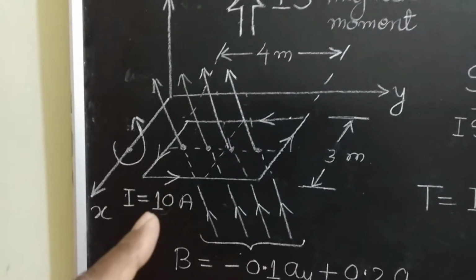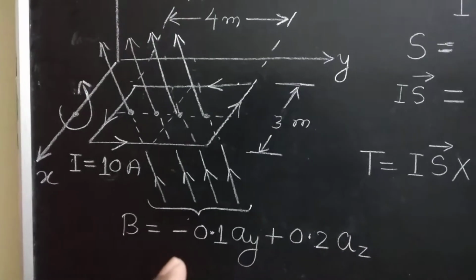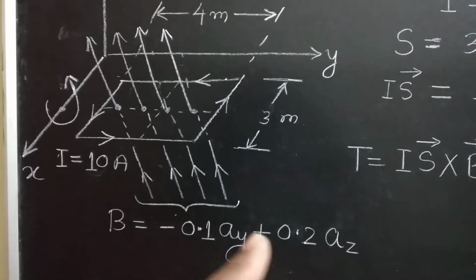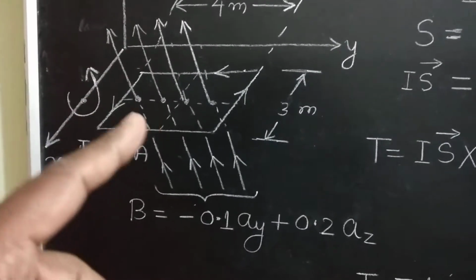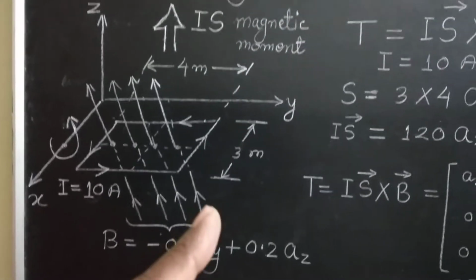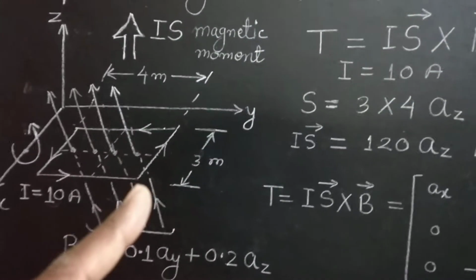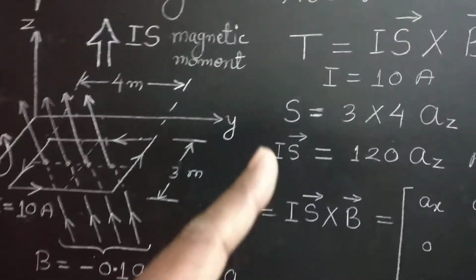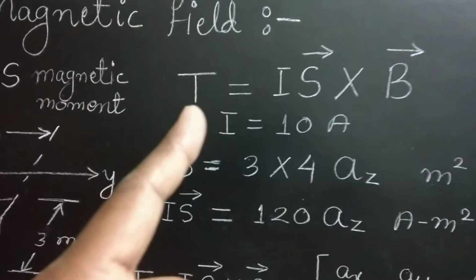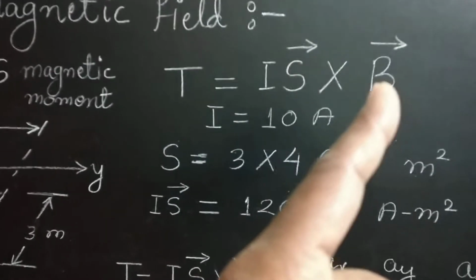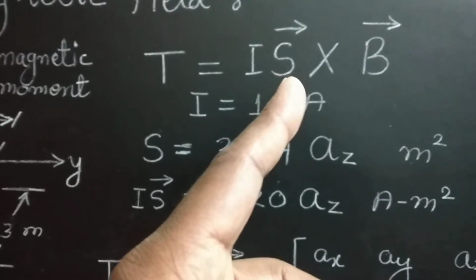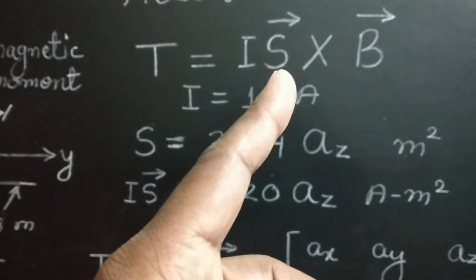Now this is the magnetic field B, which is minus 0.1 AY plus 0.2 AZ, which means it is in the AY and AZ direction. For calculating the torque exerted by this current carrying loop placed in this magnetic field, we can use the expression of torque as IS cross B, where IS is the magnetic moment, in ampere meter square, where S is the surface area of the current carrying loop.